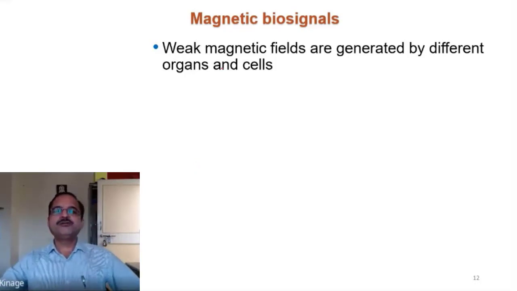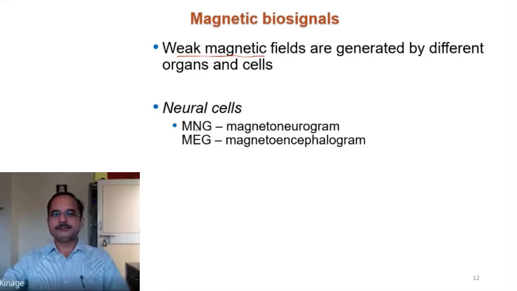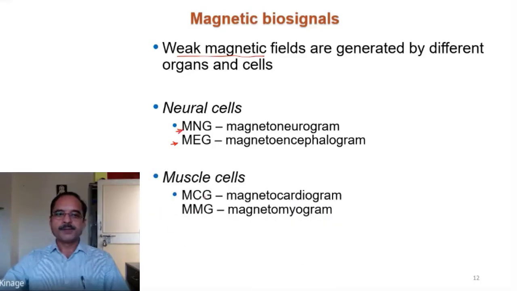Magnetic biosignals, this we already discussed. Some of our organs generate weak magnetic fields. Okay, so corresponding magnetic biosignals are MNG, magnetoneurogram, and magnetoencephalogram. Then related to muscle cells, it is magnetocardiogram and magnetomyogram. When we say EMG, it is electromyogram. M means magneto, E means electric.